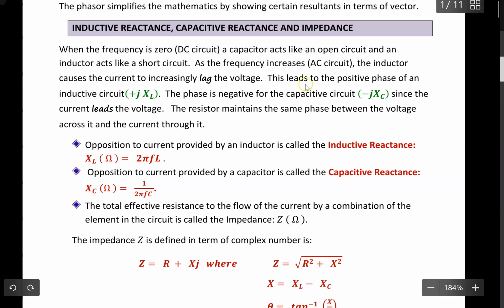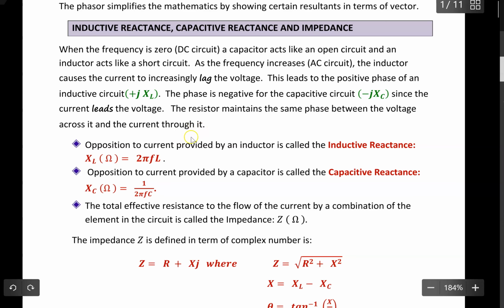This concept leads to the positive phase of the inductive circuit. Therefore, XL, which is the inductive reactance, will take on the positive part of J. The phase is negative for the capacitive circuit, so the capacitive reactance will take on the negative part of J, since the current leads the voltage in this case. The resistor, which is the real value, maintains the same phase between the voltage across it and the current through it.